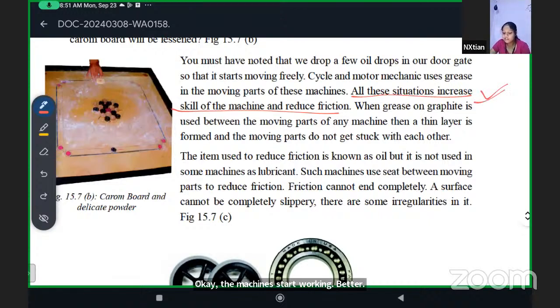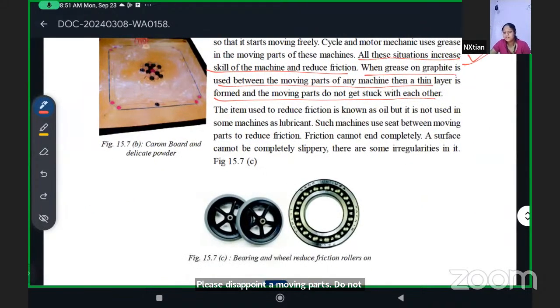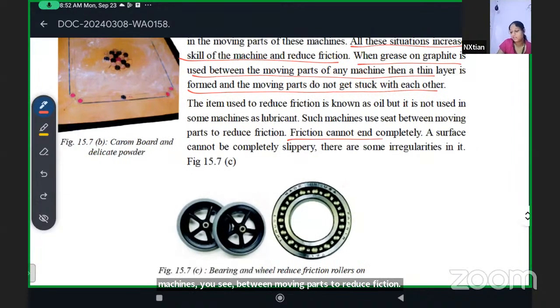When grease and graphite is used between the moving parts of any machine, then a thin layer is formed and moving parts do not get stuck with each other. Grease is applied so that the moving parts do not get stuck with each other. An item used to reduce friction is known as a lubricant, but it is not used in some machines. Such machines use seats between moving parts to reduce friction. Friction cannot end completely. We can only reduce it.